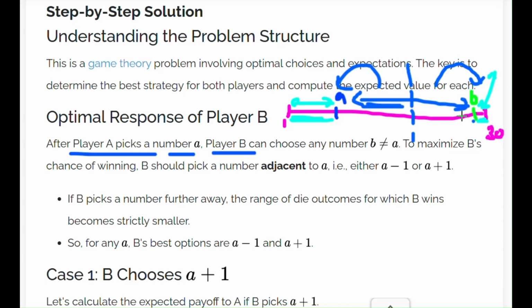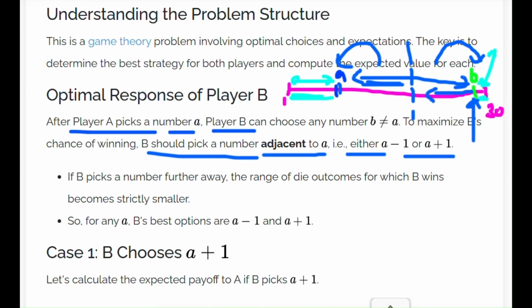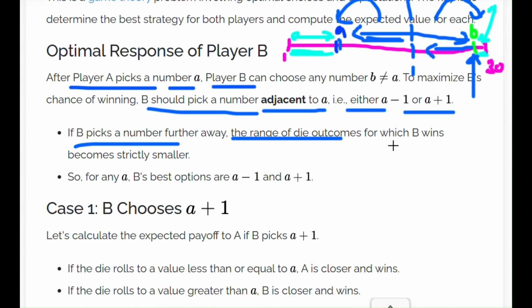Now, it is clear from this that B should move his number closer to A's in order to increase his chances of winning, because the farther his number is from A's number, the range of outcomes for which he would win becomes lower and lower. So B should pick a number adjacent to A, either A minus 1 or A plus 1. If B picks a number further away, the range of die outcomes for which B wins becomes strictly smaller, as we just saw on this number line over here. For any A, B's best options are, of course, A minus 1 and A plus 1.